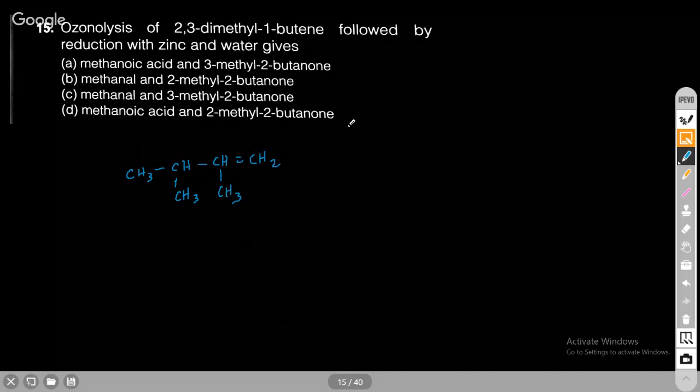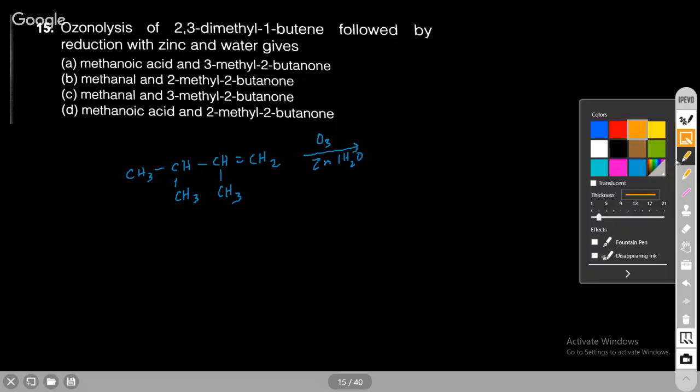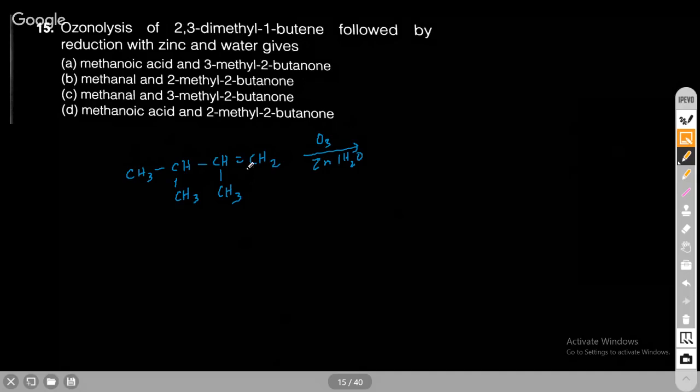And when you do the ozonolysis of this, that is O3 with, and then we use what? Zn and H2O. The method to write down the ozonolysis product is what? The carbon atoms which are attached with the double bond, just break this double bond, add double bond O to this carbon and double bond O to this carbon. So what we'll get here, you see?